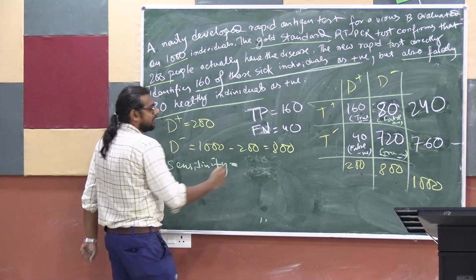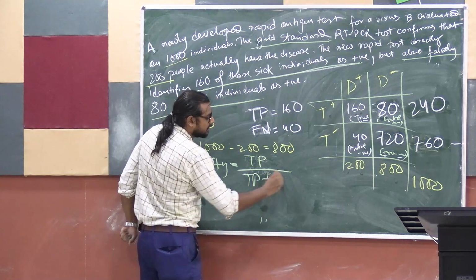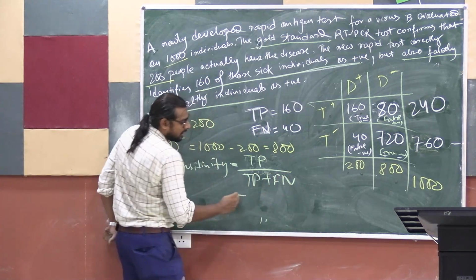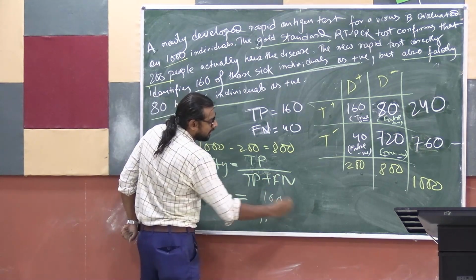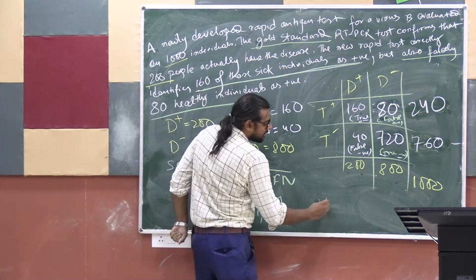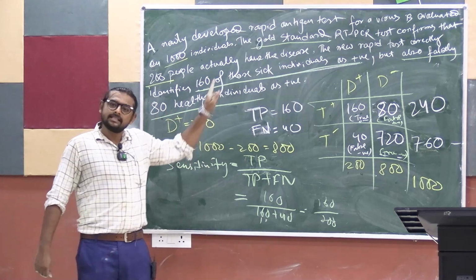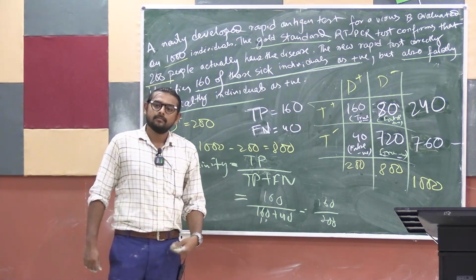And then you write everything down, like true positive by true positive plus false negative. Then you write 160 by 160 plus 40, and then you write 160 by 200, and then you do the rest. Correct? And same holds true for all of them. Okay?